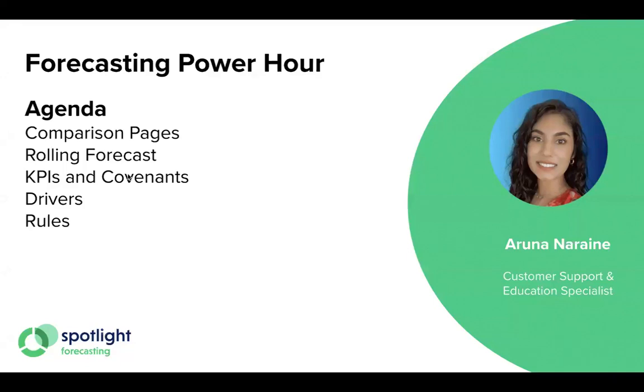Some of the things that we're going to be covering today are comparison pages, how to set up a rolling forecast, KPIs and covenants, drivers, and of course, we'll touch on some of the rules. Rules are essentially how we journal through and generate the balance sheet and cash flow items. Here, we're going to be taking the accruals we have in your forecast months, using the rules to journal through and trigger cash flow timings. You will notice once we get started that every account in the profit and loss will need a rule attached to it. So that will be our starting basis for today.